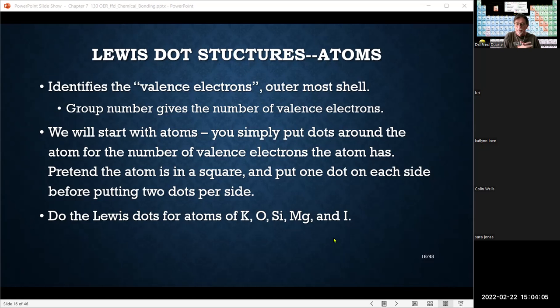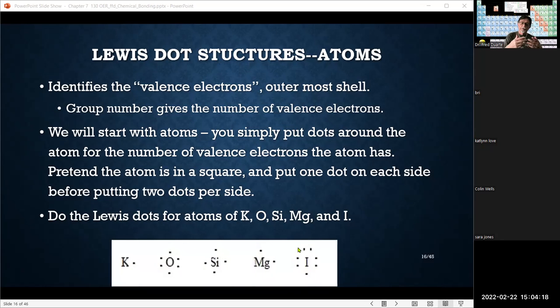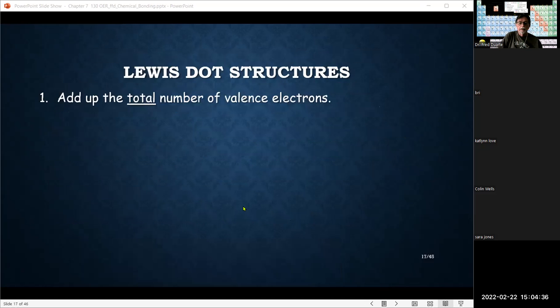Straightforward. You look for the element, find what group it's in. That tells you how many valence electrons it has. Put a dot on it to represent each valence electron, and you end up with something as follows. So that's a depiction of the valence electrons, and again, valence electrons are in the outermost shell of that particular atom. Okay. All right. Now we're going to be talking about the Lewis dot structures for actual compounds.